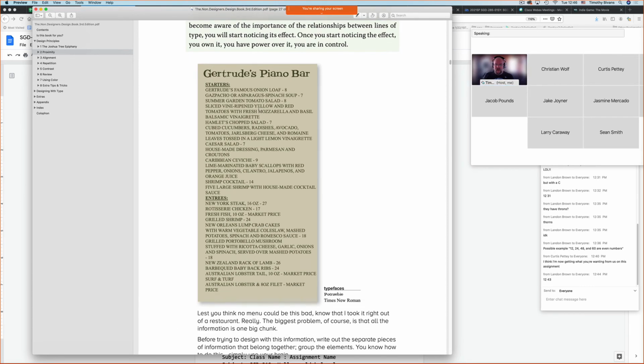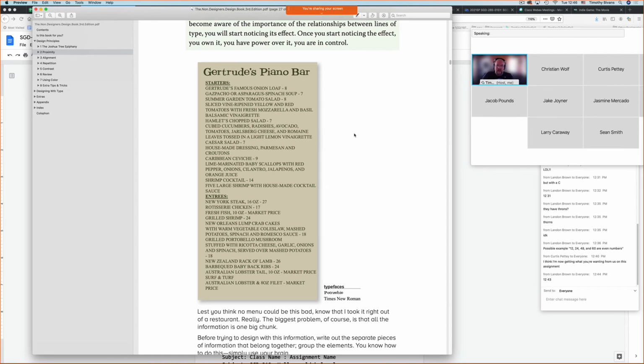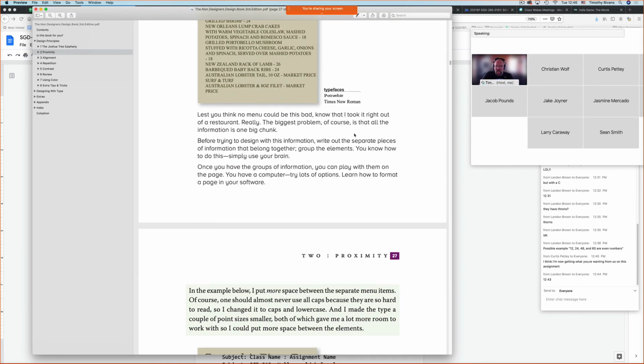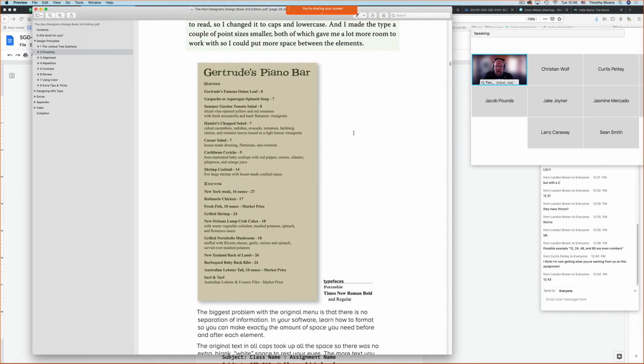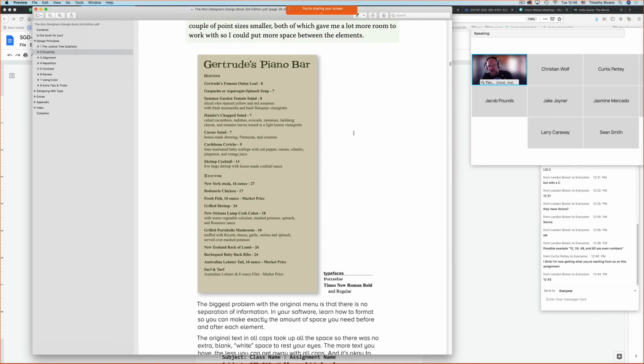Again, this is an unbelievably boring menu. I don't know how you'd find what you wanted to eat from this menu. It would be a really painful process. And then we look down here, and again, he uses contrast and proximity to separate items so that the diner can more quickly find what they want to eat.